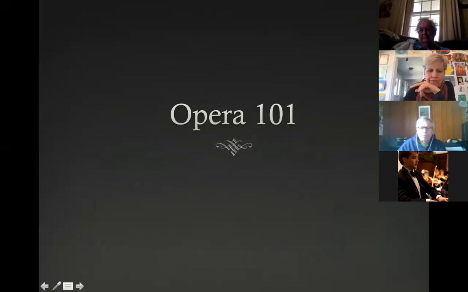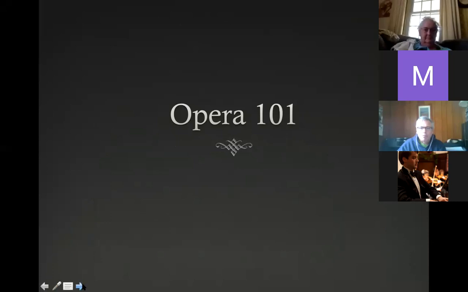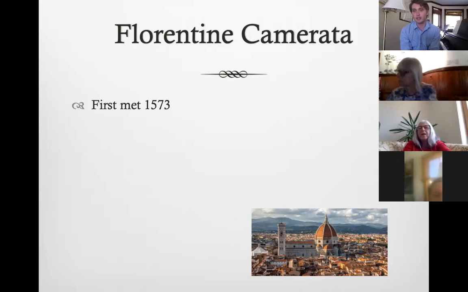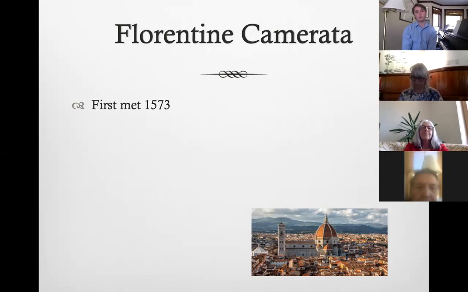All right, well, we start with the history of opera in Florence. In 1573, a group of intellectuals came together, since during the Renaissance there was a great interest in ancient Greece and ancient Rome. This group, called the Florentine Camerata, came together with the idea of trying to recreate Greek theater. The idea they came up with was that the Greek plays must have been sung throughout.